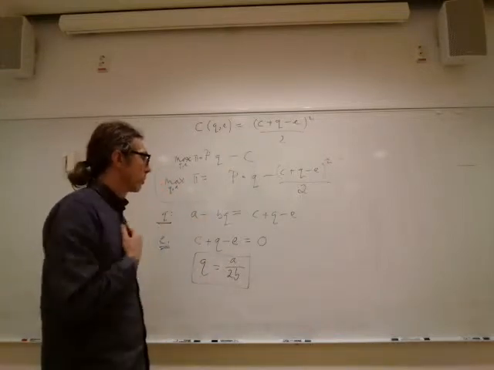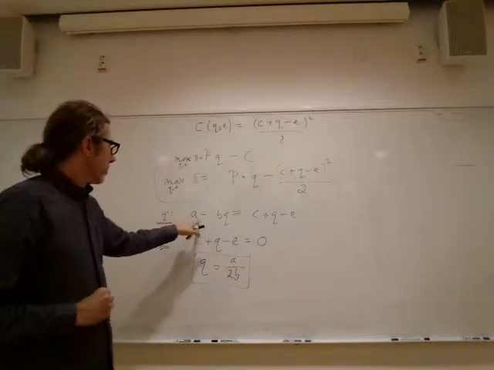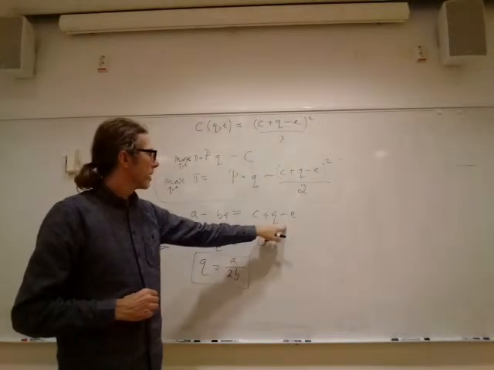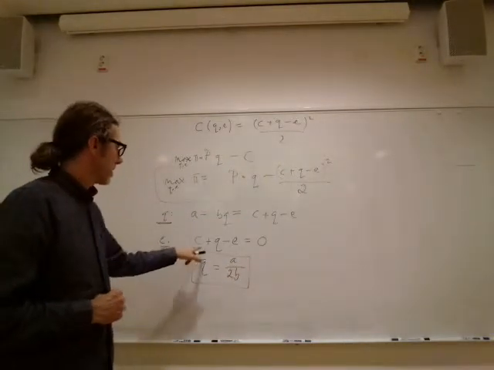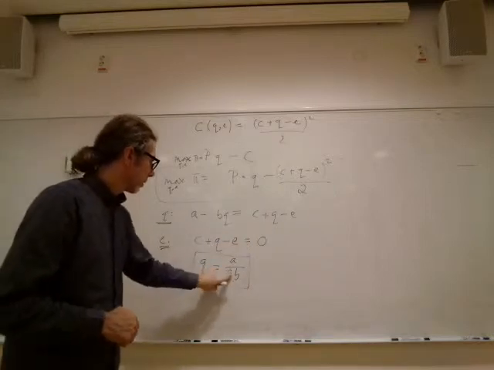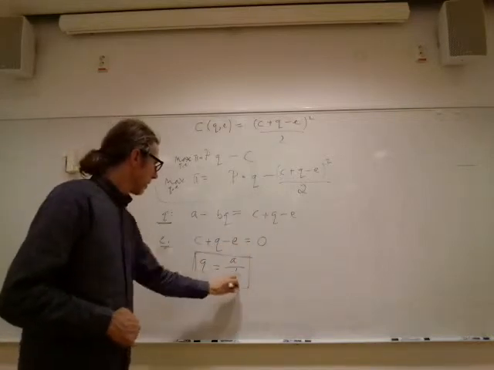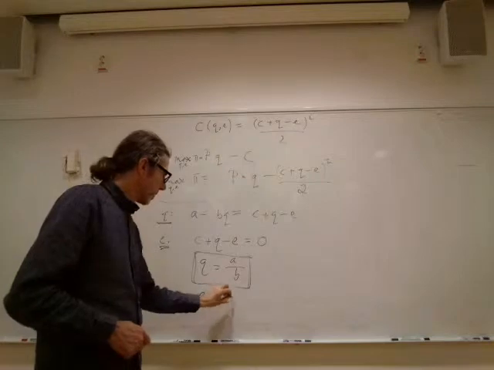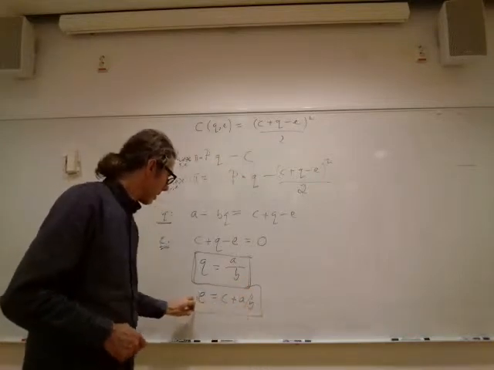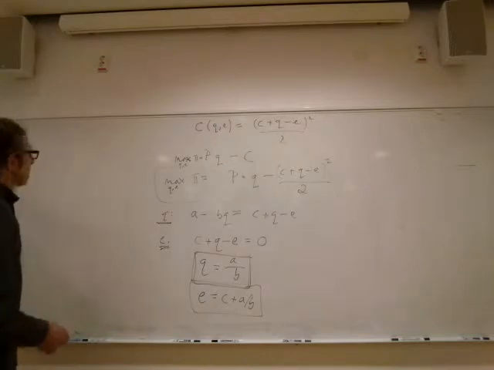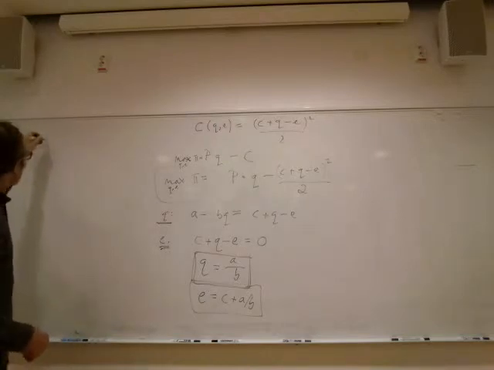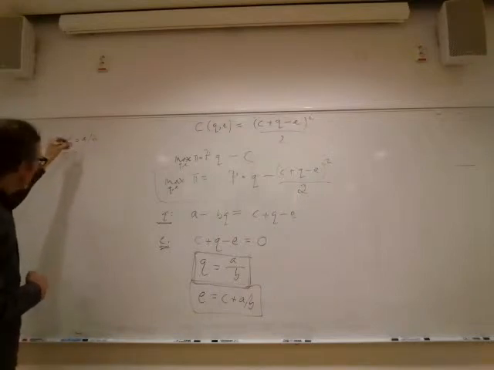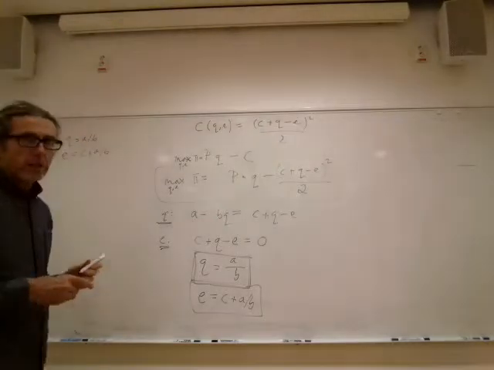Now we can put in A minus BQ. So from the first order condition in Q, we get A minus BQ is equal to C plus Q minus E. And from the first order condition in E, we get C plus Q minus E is naught, and we get Q is A over B, and E is C plus Q. So C plus A over B. So let's put that over here. Social planner, Q equals A over B, E equals C plus A over B.